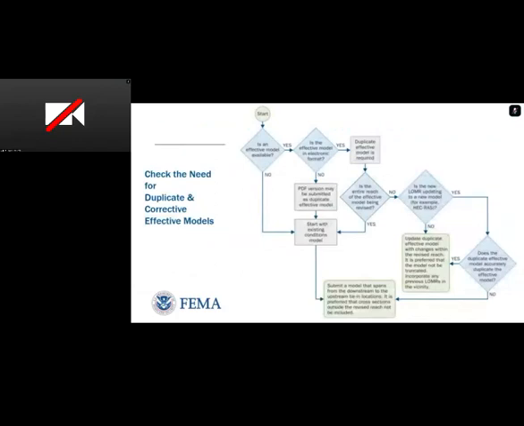It also is important to note that they won't always need a duplicate effective or corrected effective model. If there's no digital effective model, they will not require a duplicate effective. And then if the effective model runs with no errors and everything is modeled correctly and in the correct software version, then they won't need to create a corrected effective version.